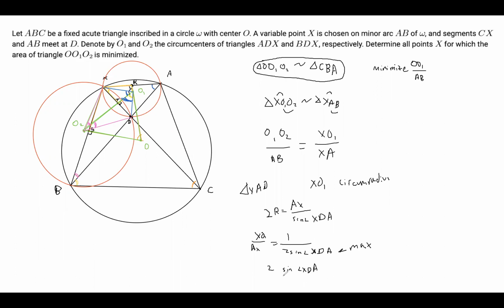And since the maximum of sine is 1, we need sine of XDA to be equal to 1. That happens when angle XDA is 90 degrees. So the area of triangle O0102 is minimized when this angle is the right angle. Therefore, X is such that X is on circle omega and CX is perpendicular to AB. That is the point on the circumcircle with O0102 having minimum area.